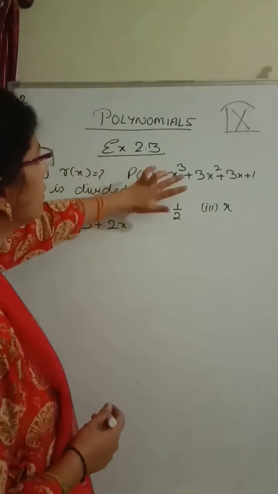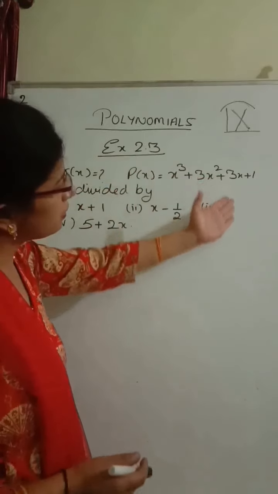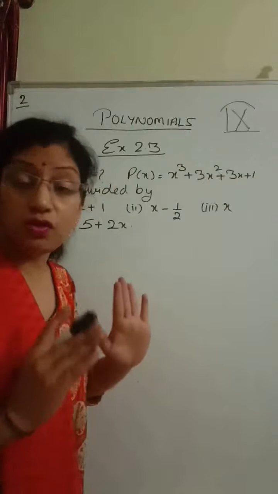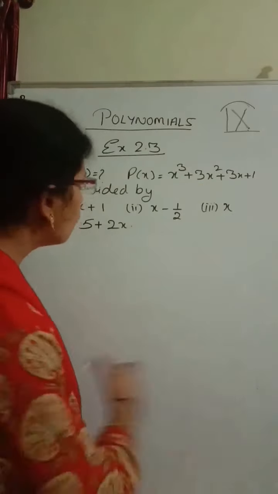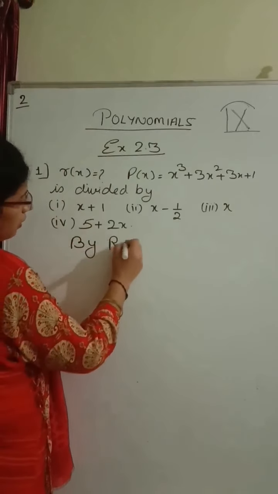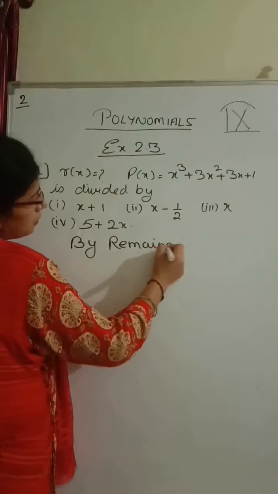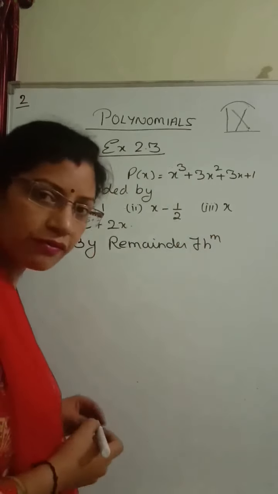So let us divide this polynomial first by x plus 1, then we will divide this by x minus 2, then this by this, then this by this. So we don't have to do the long division, okay? It is a wastage of time. So what we will do? Directly by the remainder theorem. What was the remainder theorem, you remember?